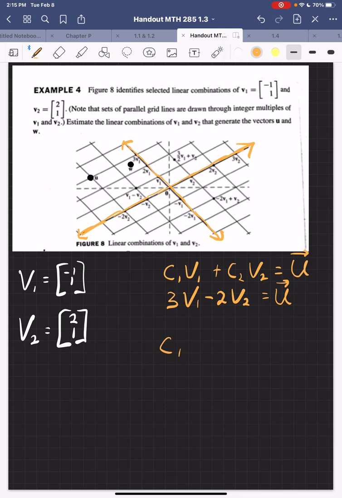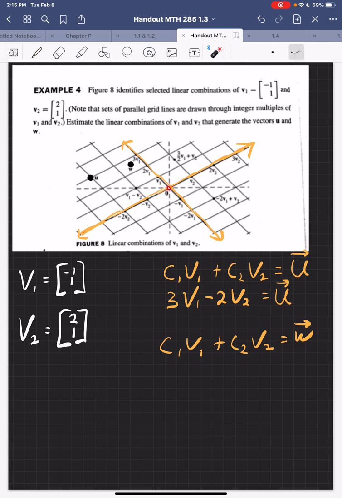Now we're going to talk about vector w. My suggestion would be to pause the video and see if you can figure out what linear combination would allow you to reach w. What c sub 1 and c sub 2 would allow you to reach w? It's kind of some guesswork here. But anyway, I'm going to assume that you've either paused the video or you're not playing my game, which is perfectly fine.